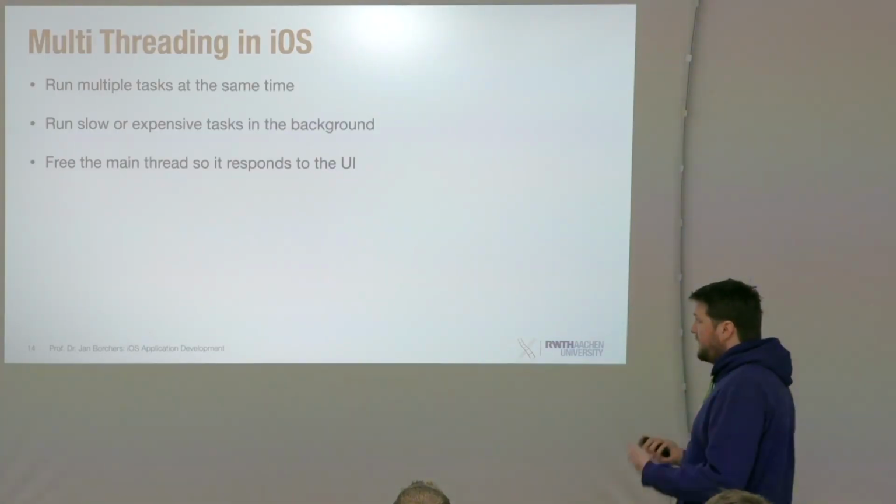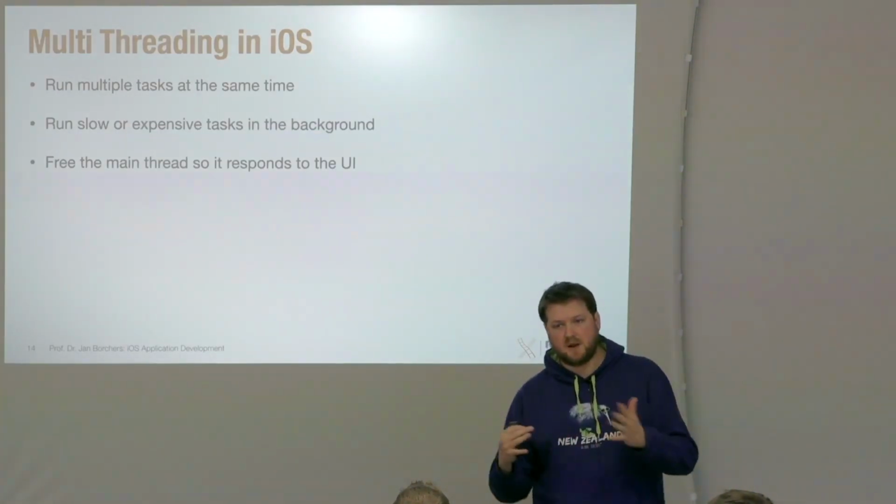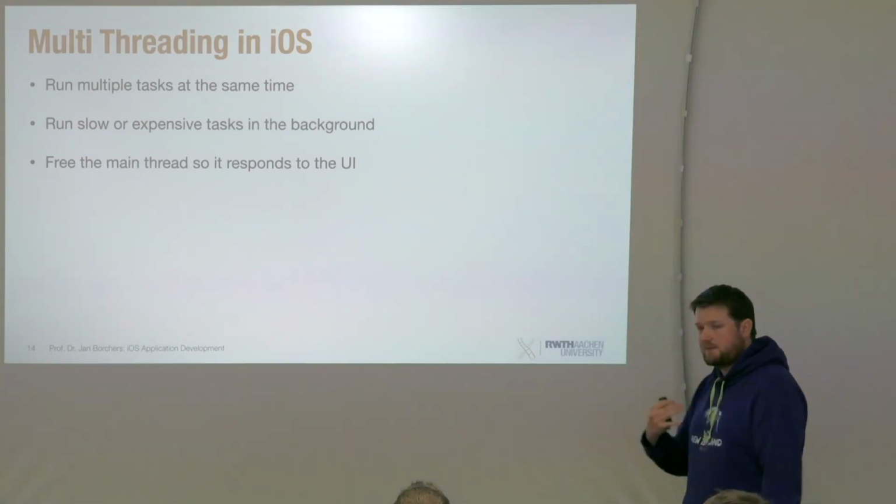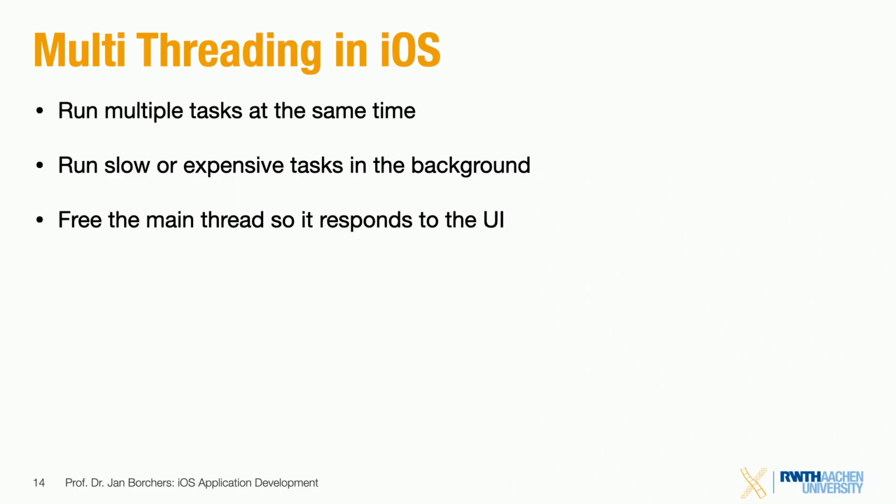So first, of course, there is multi-threading in iOS, so that you can have multiple tasks running at the same time, and that you can shift longer running things, or things where you're waiting for something, to a separate background task, background queue, so that your main thread where you handle your UI interaction is free to respond, so that the interface does not freeze or stutter when you're scrolling through a list or whatever.